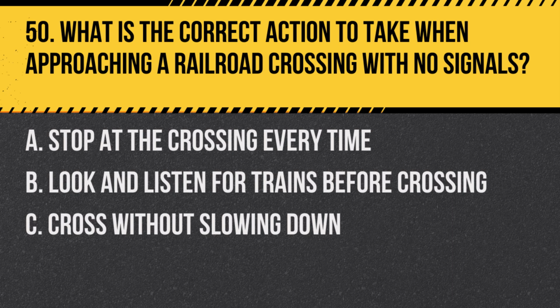Question 50. What is the correct action to take when approaching a railroad crossing with no signals? A. Stop at the crossing every time. B. Look and listen for trains before crossing. C. Cross without slowing down. Answer: B. Look and listen for trains before crossing. Always approach unsignaled railroad crossings with caution.